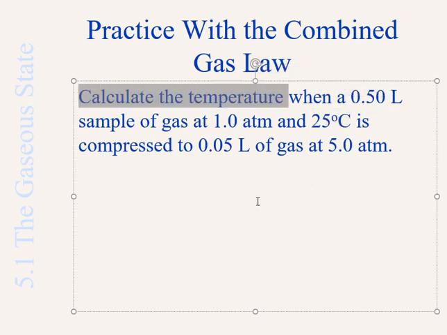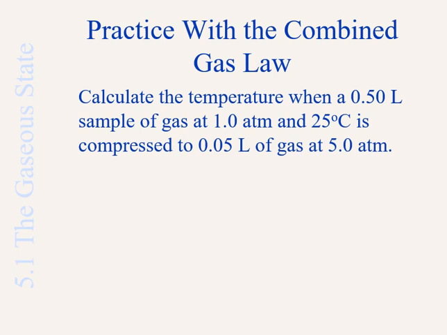Calculate the new temperature. It doesn't say new here, but you must realize that this is the initial, so the temperature you are trying to calculate is the new one or the final temperature. And when it is compressed to 0.05 liters, originally it was 0.50 liters, so this is our Vf and this is our Pf. So all the variables change and we are trying to find what is the new temperature.